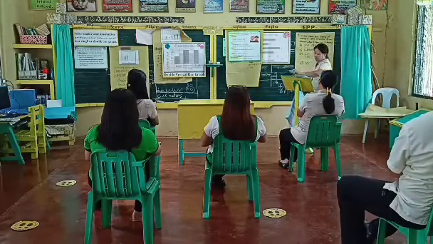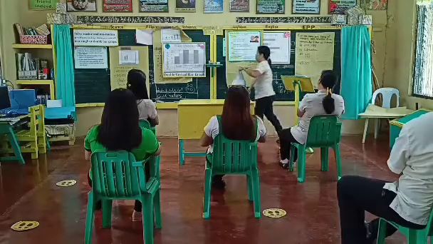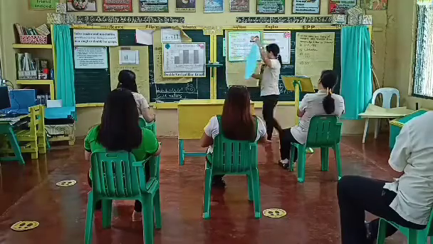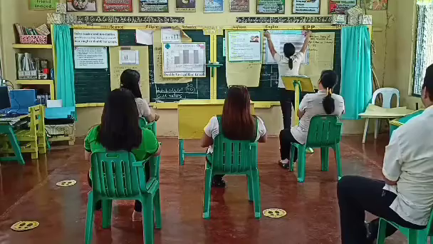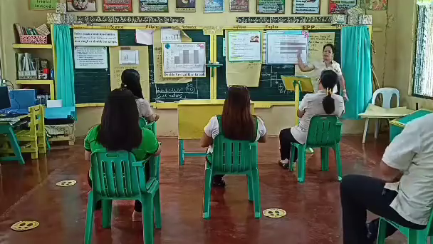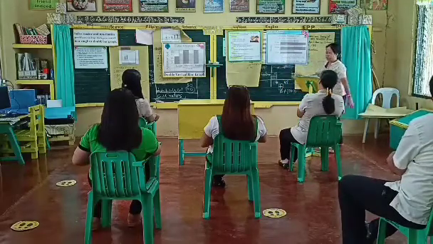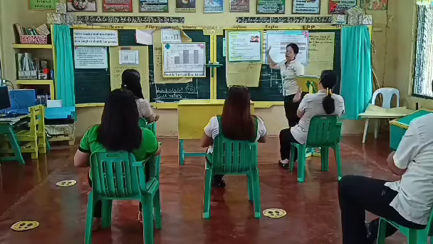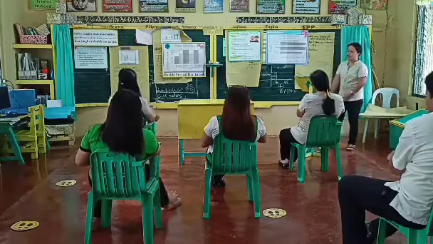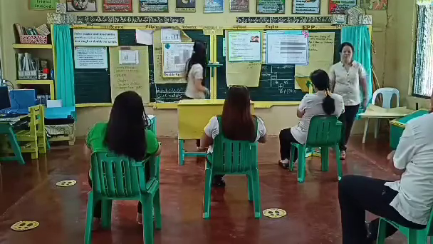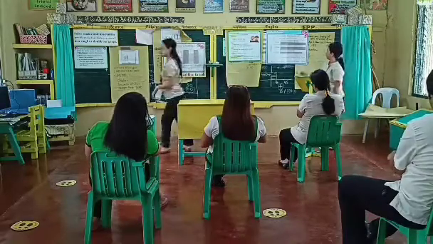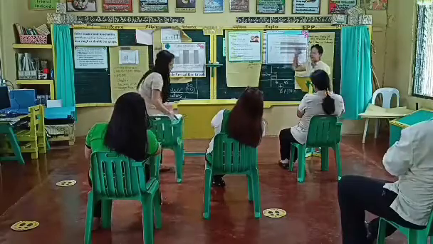Then I have a question. Try to solve the problem. Analyze the data presented. That is an example of a double horizontal bar graph. Question number 1. Ruth, what is the title of the double horizontal bar graph? It's about favorite flowers of boys and girls, ma'am. Okay, very good. That is the title: favorite flowers of boys and girls.